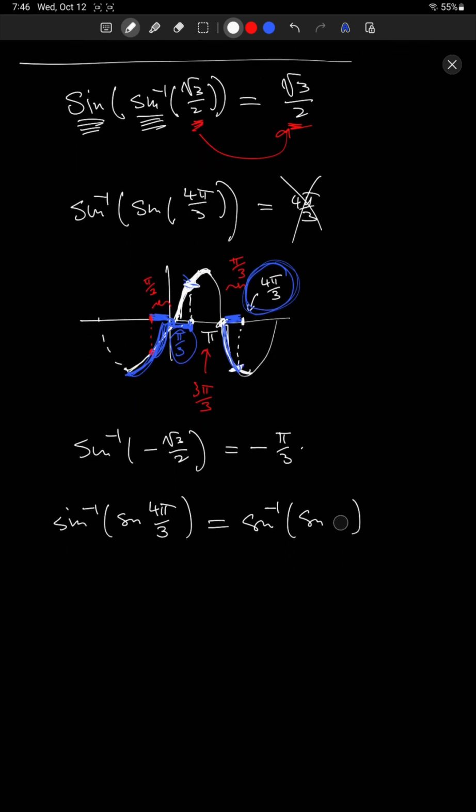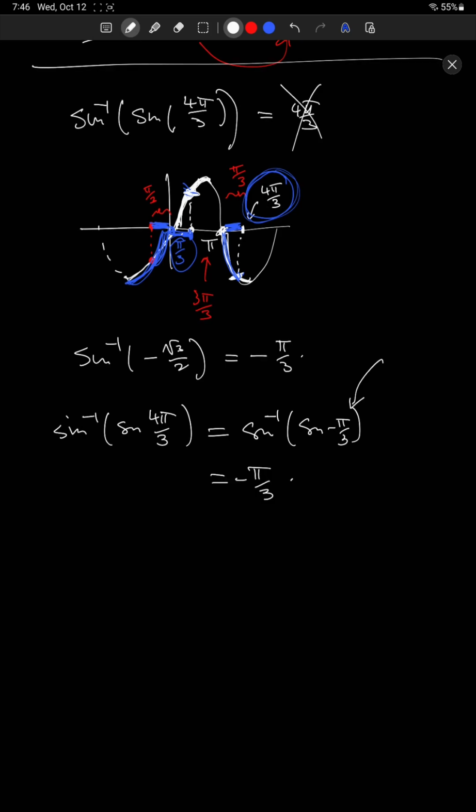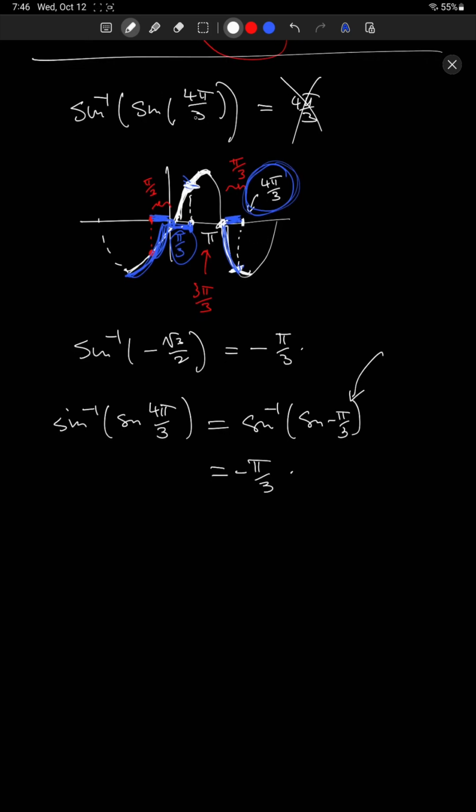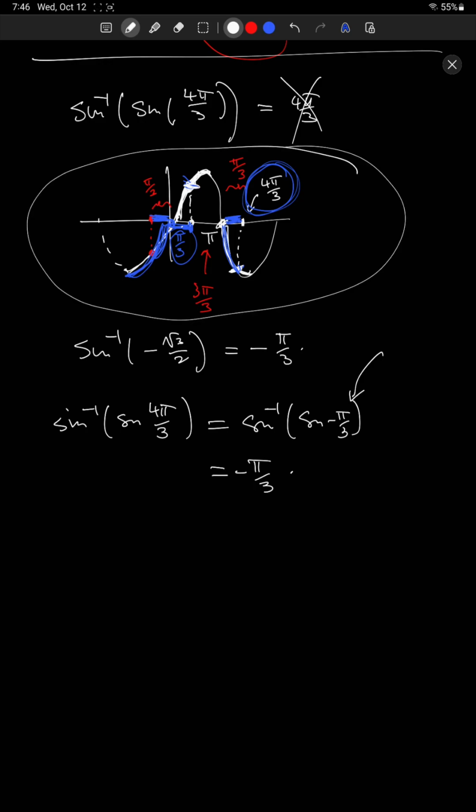Sine of 4 pi over 3 is equal to sine of negative pi over 3, right? And because this minus pi over 3 is between minus pi over 2 and pi over 2, I can just write that immediately. So it's something to be a little bit careful about when you're computing arc sine after sine. This argument about the symmetries, we'll talk about in more detail in our next section. It'll be very important for us in the next section.